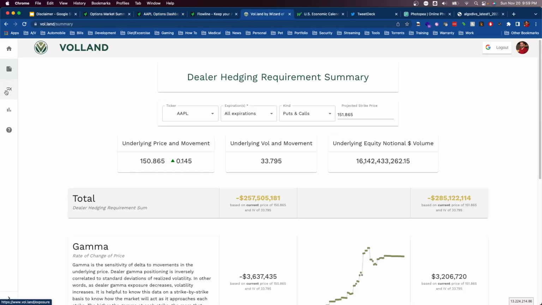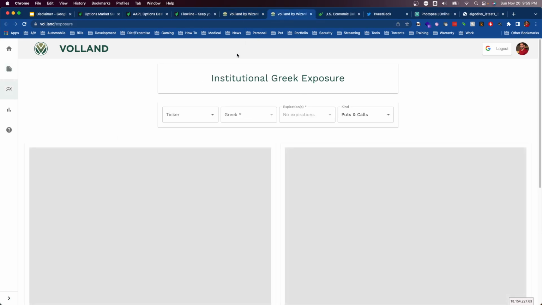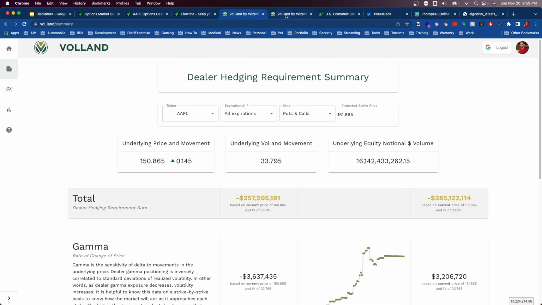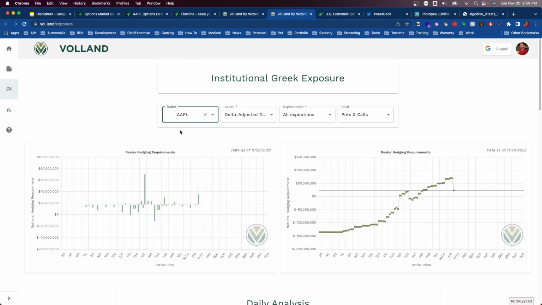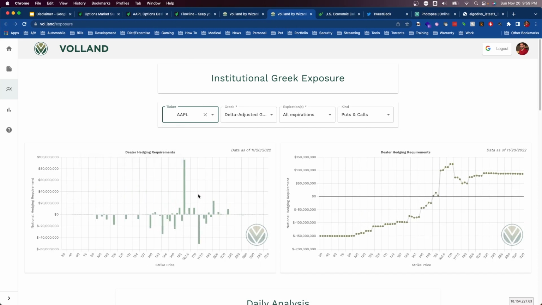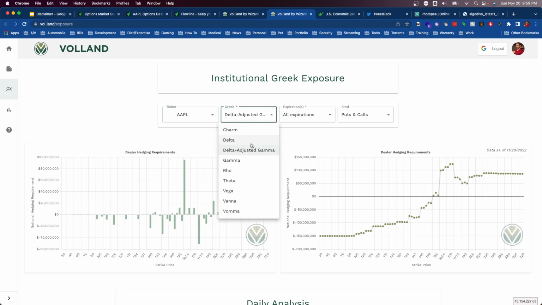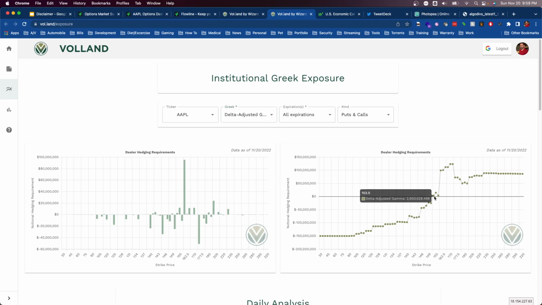vol.land here, I'm actually going to first start with the institutional Greek exposure. Actually, before I get into that, since we have to wait for that page. Okay, there it goes. So let's look up the institutional Greek exposure. Now we can see here this is delta adjusted gamma. This is actually very similar to SpotGamma on TradingView. But one thing that's nice here is we can see how this is influenced.